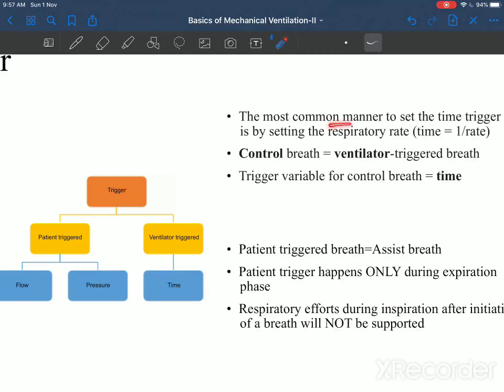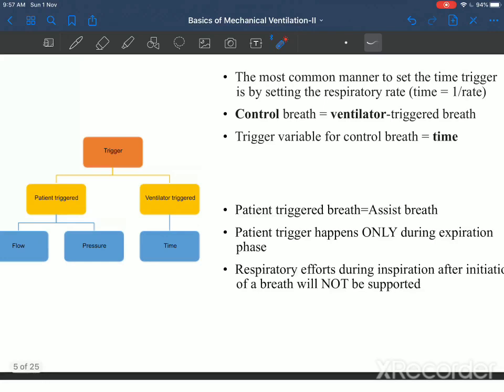The most common manner to set the time trigger is by setting respiratory rate in a ventilator. If you say control breath, it means it's a ventilator triggered breath. And what is the variable? It is time for a ventilator trigger. Patient triggered breath is also called an assist breath, and the trigger usually happens only during the expiration phase. Makes sense, no? That is when it is going to be a synchronized breath.